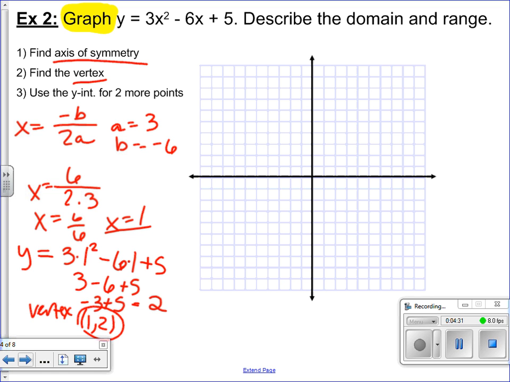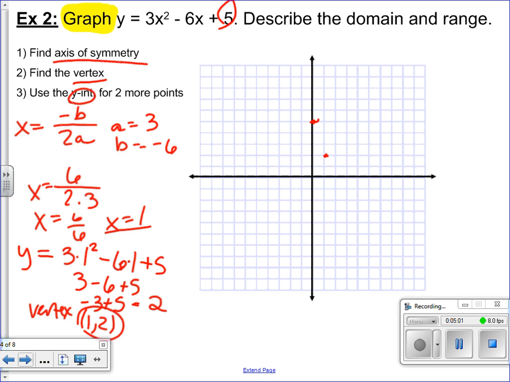Now we're going to use the y-intercept to find 2 more points. So the y-intercept is 5. First let's graph this vertex, 1, 2. And then we know the y-intercept is 5, so it means it crosses the y-axis at 5: 1, 2, 3, 4, 5. Because remember, that's the c value, the y-intercept.